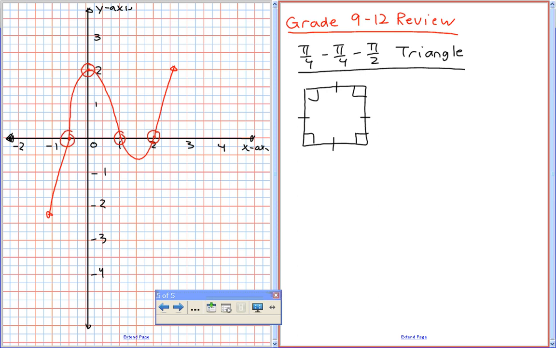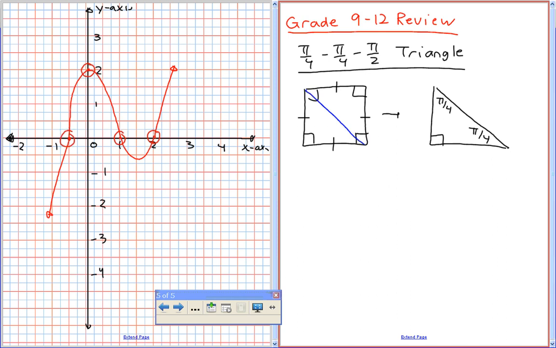45, right? So I'm going to chop it in half. This is how I always remember this ever since I was a kid. The triangle is going to turn into pi by 4, pi by 4 and a right angle.